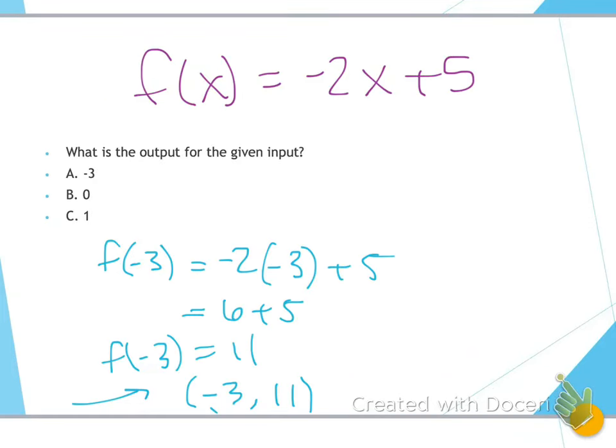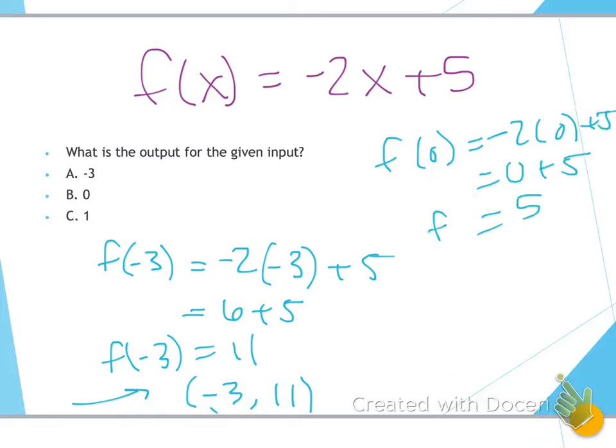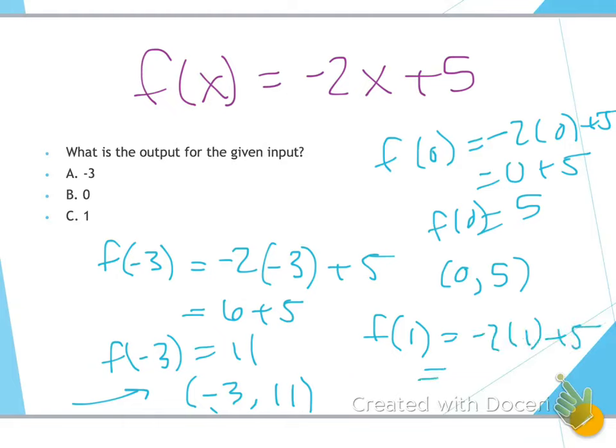Let's do the other ones. f of 0 equals -2 times 0 plus 5, so -2 times 0 is 0, 0 plus 5 is 5. So my function of 0 is 5, so my point is (0, 5), because I plugged in 0 as the input or x value, and the output or y value I got out was 5. My last one is 1. -2 times 1 is -2. -2 plus 5 is 3. So the function of 1 is 3, so that point is (1, 3).